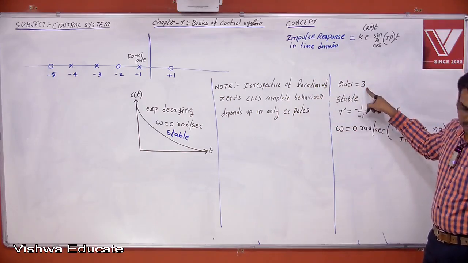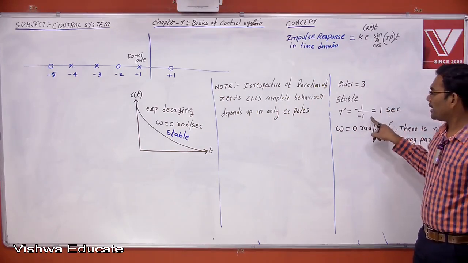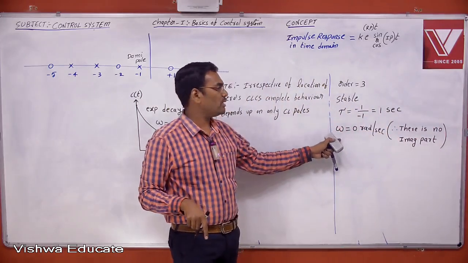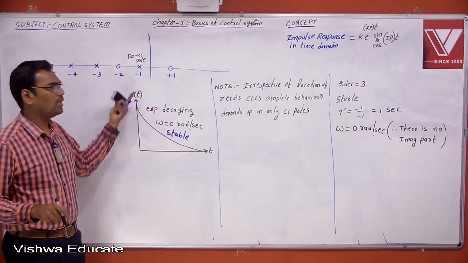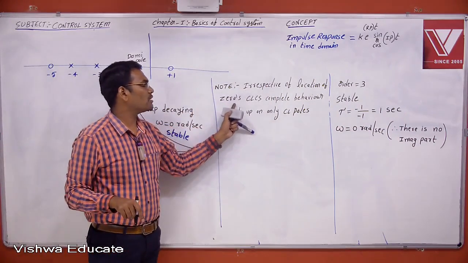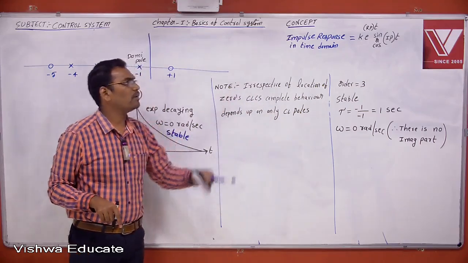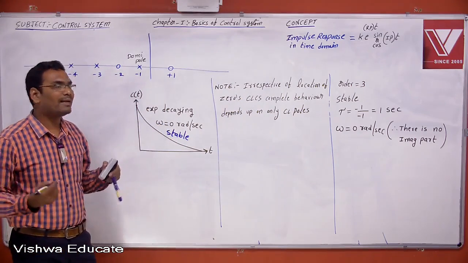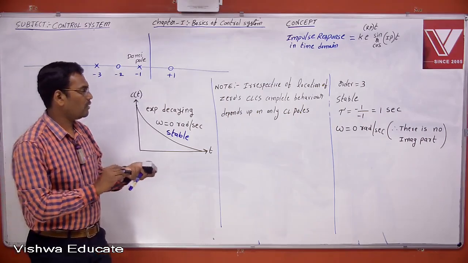Because the order you decide from the poles location, stability you decide from the poles location, time constant you decide from the poles location, frequency of oscillation you decide from the poles location, response you decide from the poles location. Therefore, irrespective of the location of zeros, the closed loop control system's complete behavior depends upon the closed loop poles only. That point we have to identify while solving this particular question. Okay, note it down.